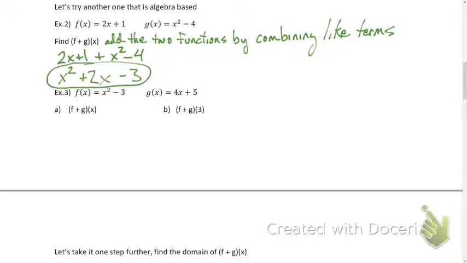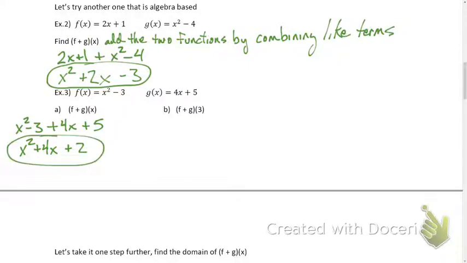Maybe give number 3, part A, a try. Just add the two functions. Hit pause and see if you get the same thing I do. So here's the f function. Here's the g function. Combine like terms. We got an x squared. We have a 4x. And negative 3 and 5 are like terms, so plus 2.